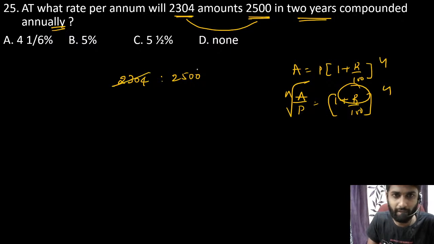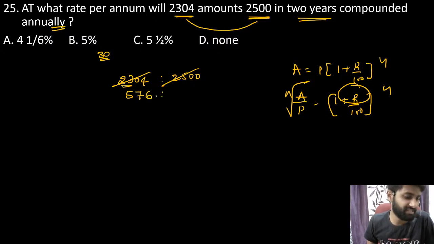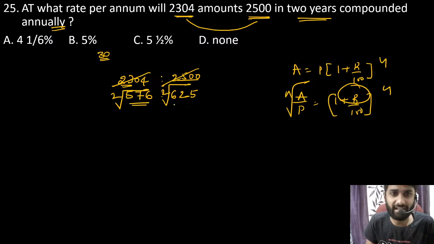You just cancel using the 4 table. 4 5s are 20, we have a 30. Clear? 4 7s are 28 and again 4 6s are 24. The value becomes 576. Same thing here, go to the 4 table: 4 6s are 24 and 4 2s are 8, 4 5s are 20. So this is 625. Now it is a 2 square, so find the square root and the square root. So 576 and 625, the value is 24 is to 25.